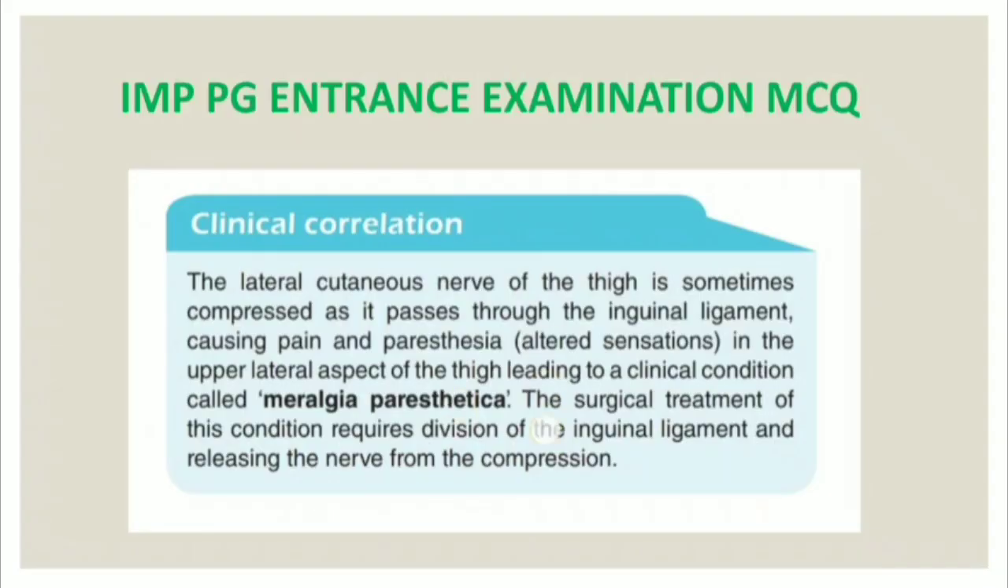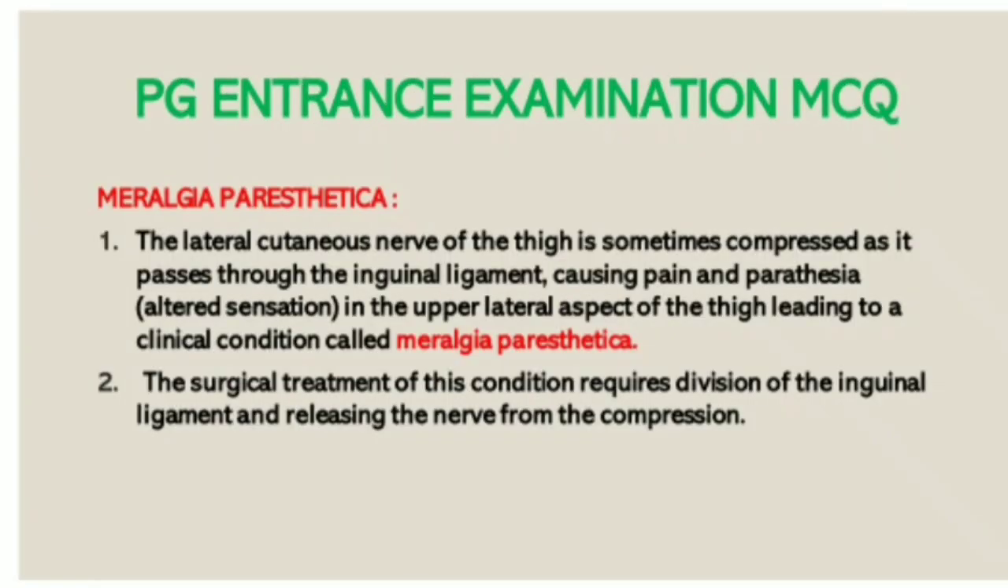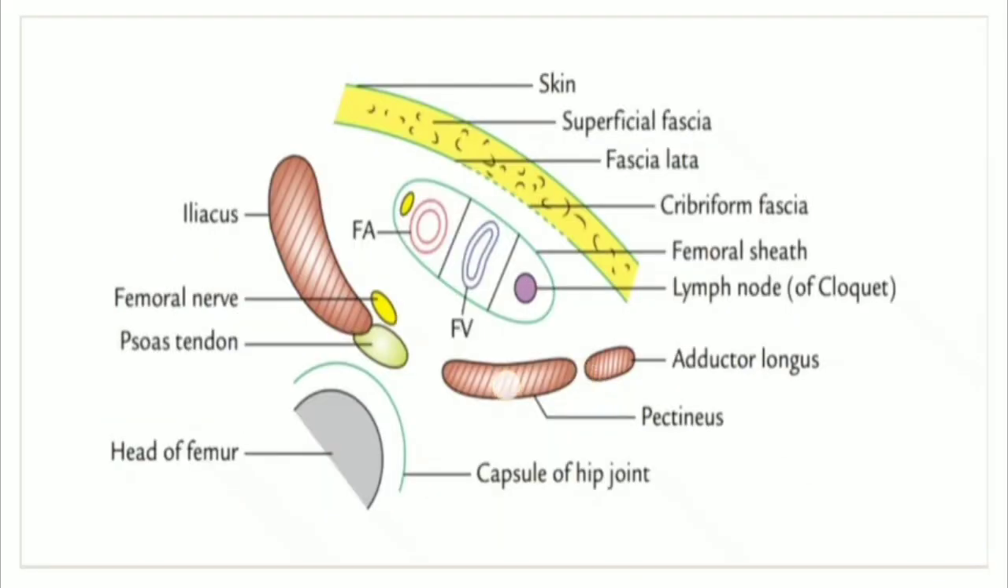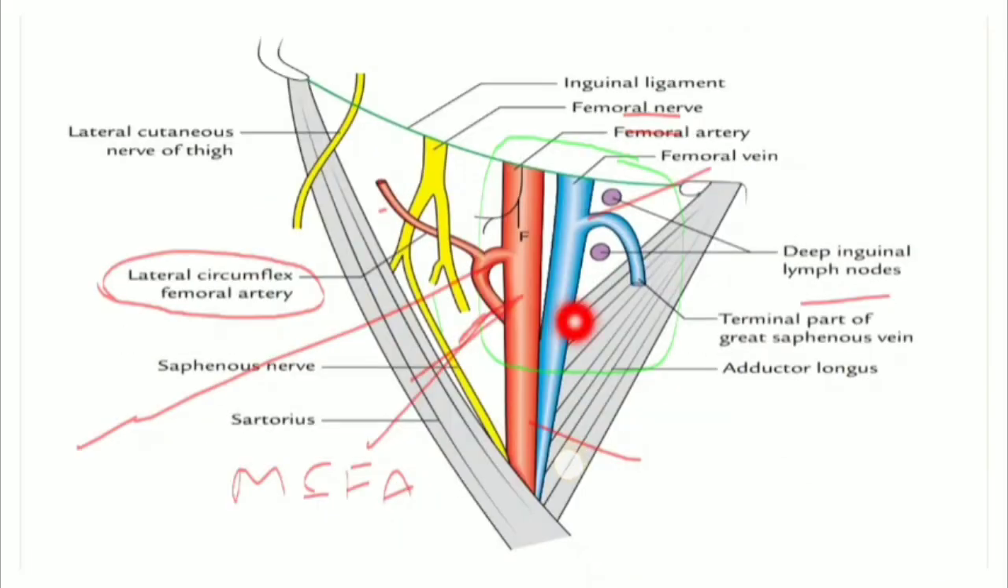This is the PG entrance examination question. They will ask: the lateral cutaneous nerve of the thigh being compressed behind the inguinal ligament, what is the condition known as? That is called meralgia paresthetica. Please do understand, very important. This was asked in the 2012 PG entrance examination, I think. So please do understand.